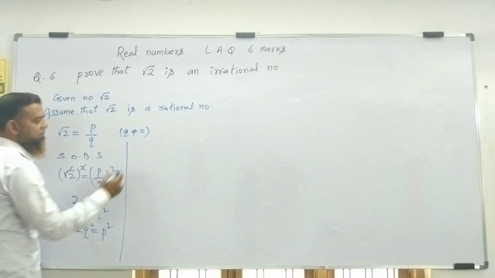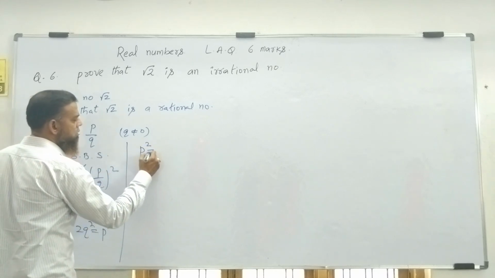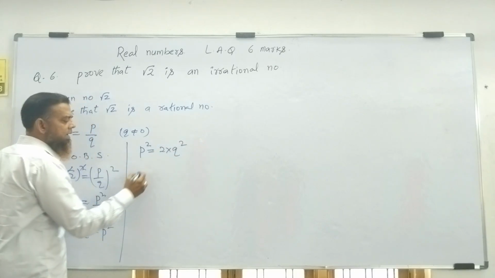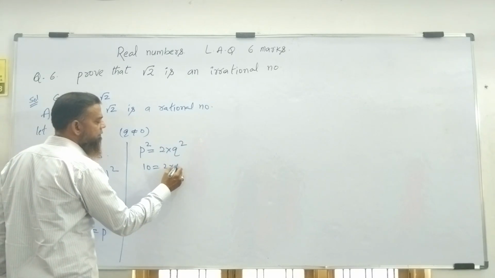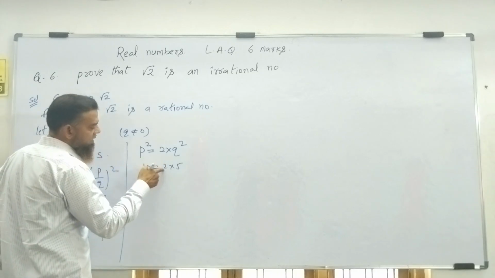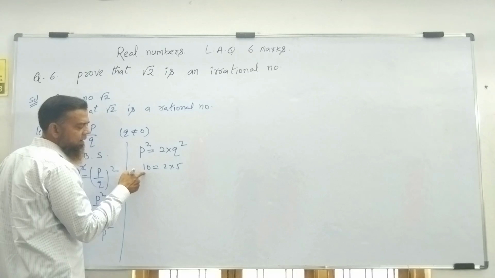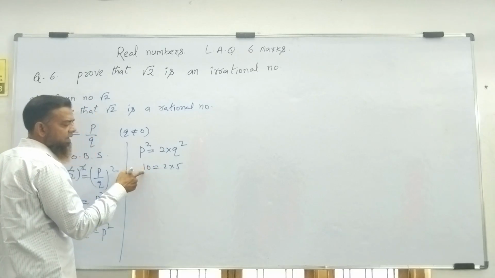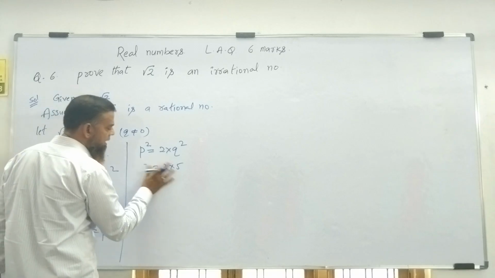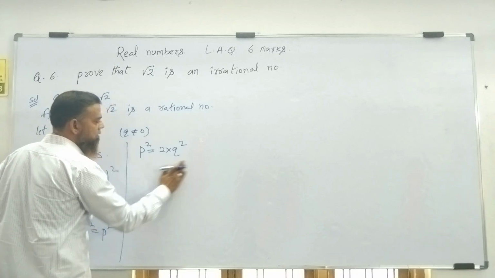Just interchange the values, then p square is equal to 2 into q square. This is like 10 is equal to 2 into 5, isn't it? Now tell me, 2 is a factor of 10, correct or not? 2 is a factor of 10. Similarly 5 is a factor of 10. Now tell me, according to this example, what do I have to write here?